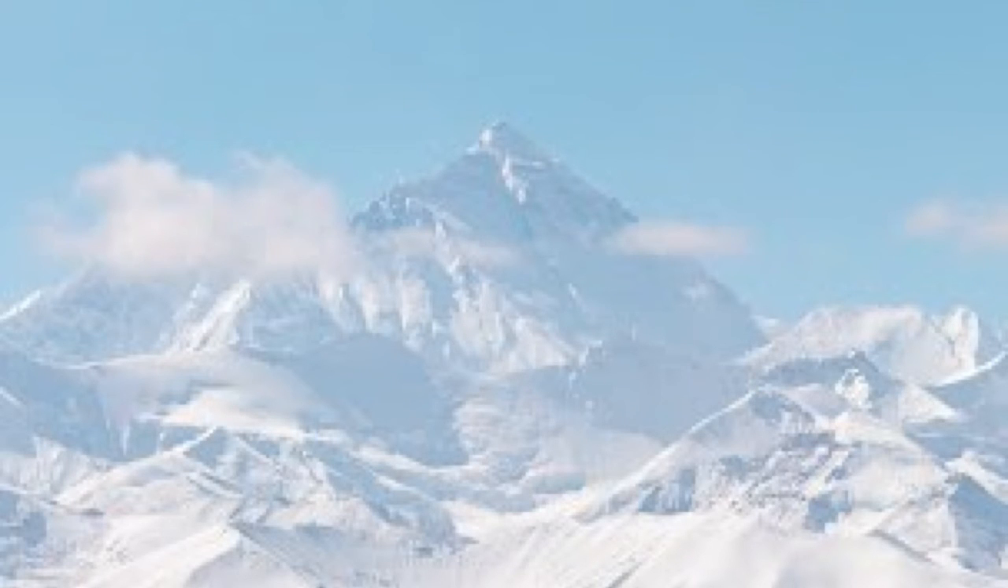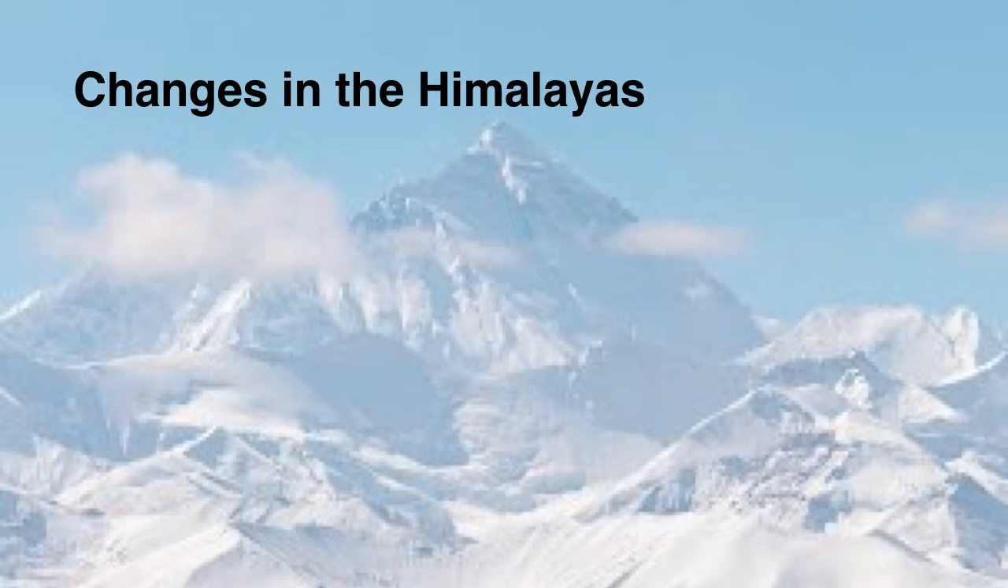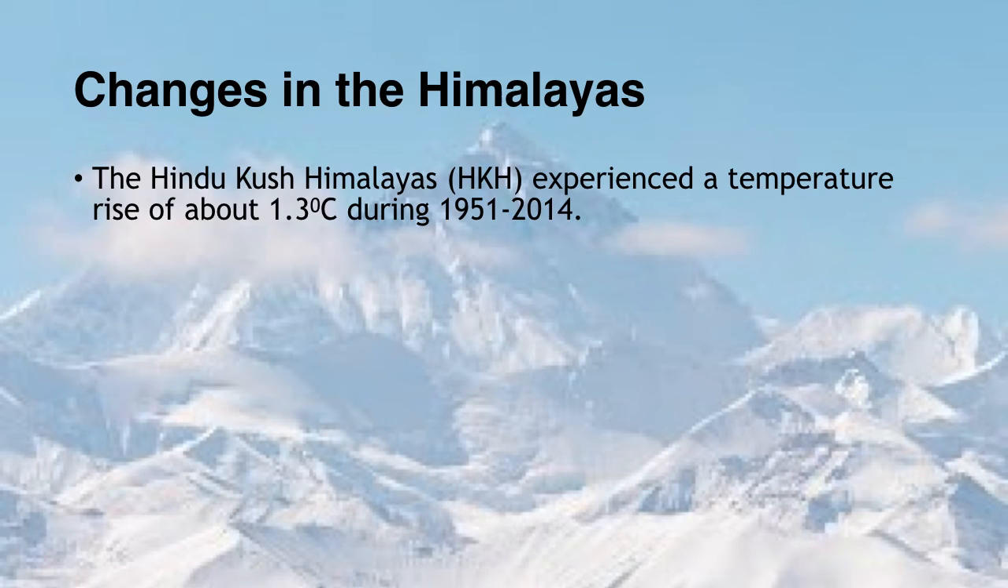In the Hindu Kush Himalayas, the temperature rise is about 1.3 degrees during 1951 to 2014. However, the problem is that in the area previously there used to be high snowfalls, but during recent years the frequency and magnitude of the snowfall episodes have reduced. This means glaciers would melt more, thereby causing more floods as well as sea level rise.